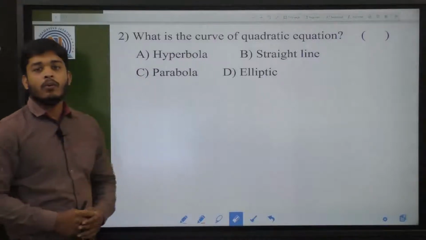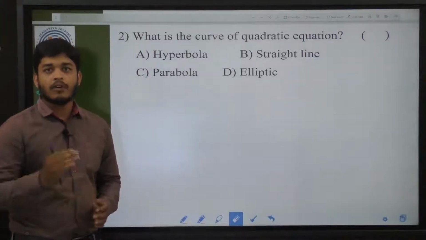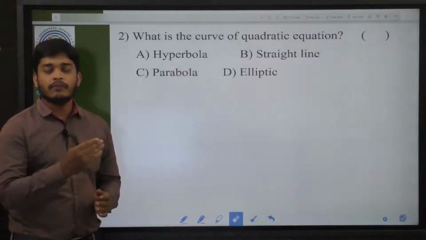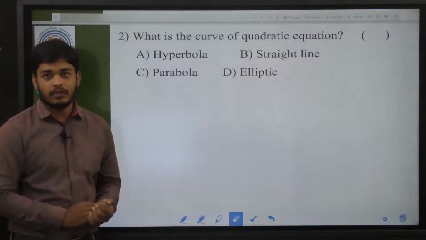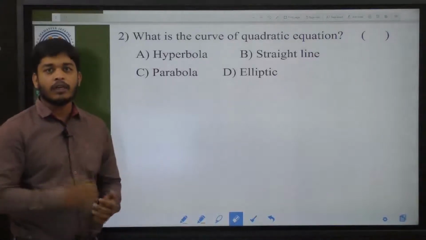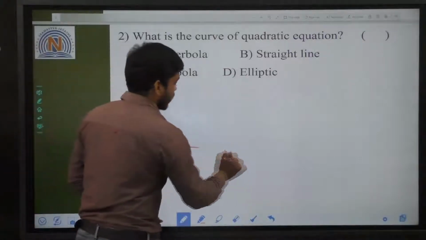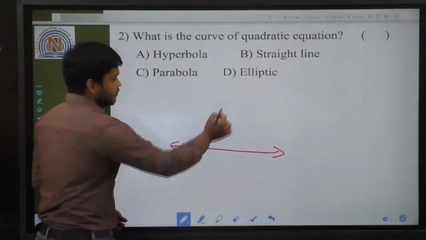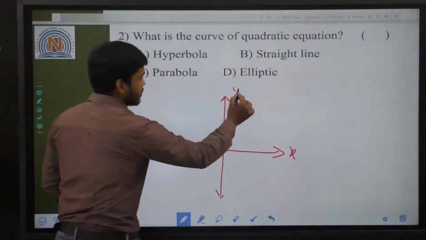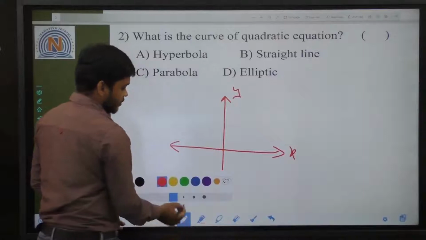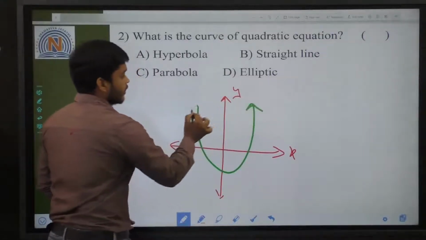Now the second question: what is the curve of a quadratic equation? If we plot a graph of a quadratic equation, what is the shape of the curve we get on the graph? See children, if you plot a graph of a quadratic equation, we will get a U-shaped curve. This is the X and this is the Y axis.